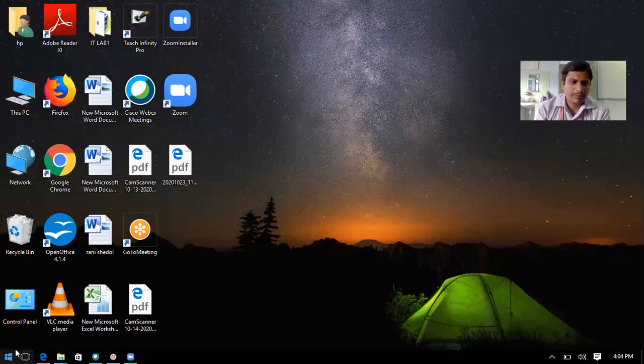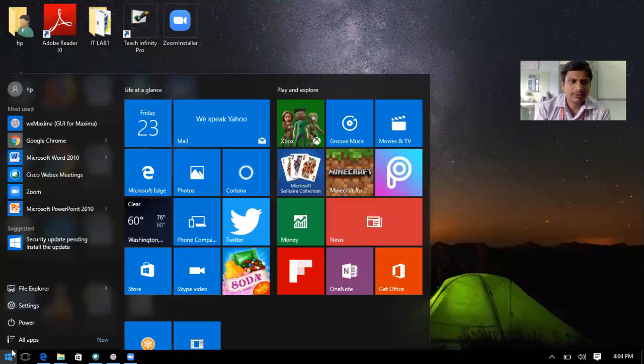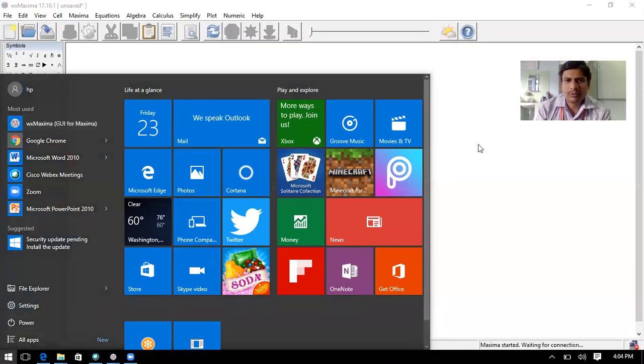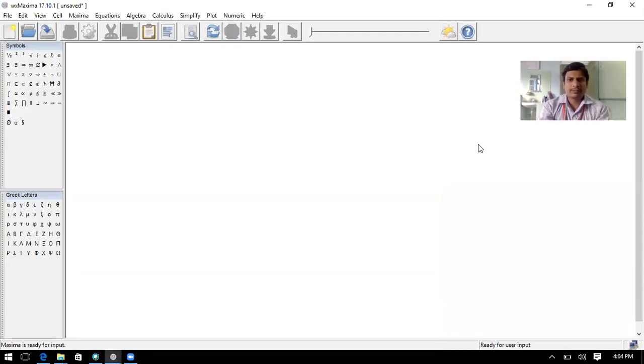First we go to wxMaxima, that is the Maxima window. Okay, see here, that is wxMaxima. You double click, then go to here. This is the window of wxMaxima. Okay, we already studied this one.